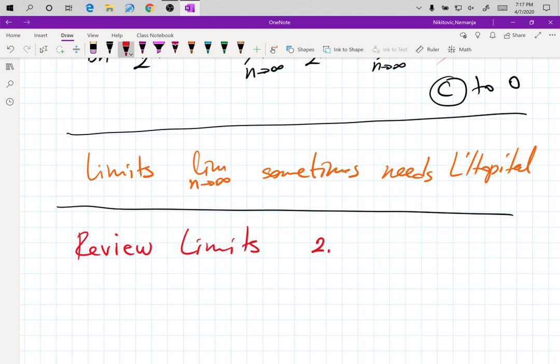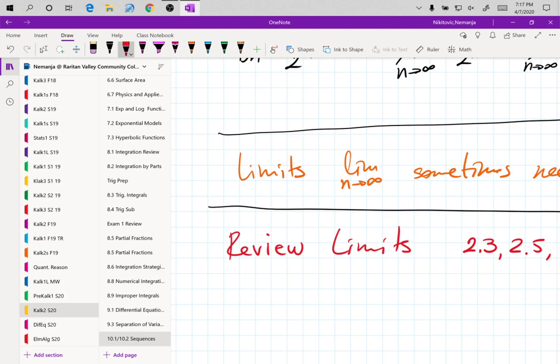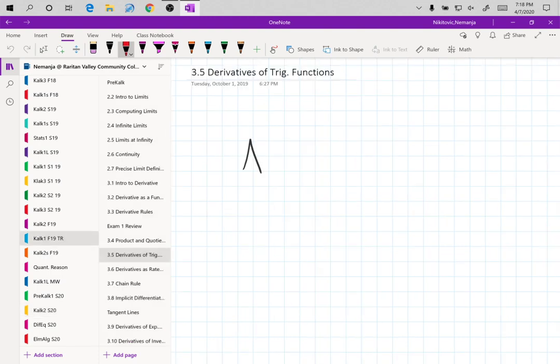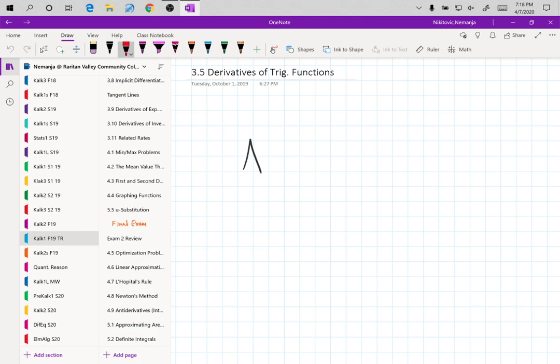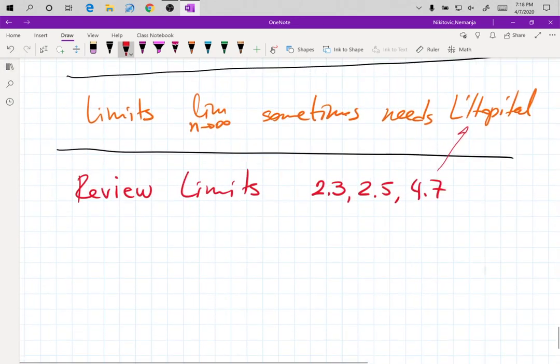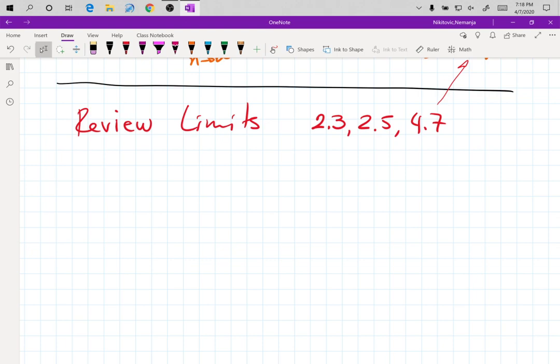review limits. You need 2.3, 2.5, and I believe it's 4.7 for L'Hopital. Not sure. Or maybe 4.8. It's one of those two. Actually, I can quickly check. 4.7, I was right. Good. Now, the way to practice this, obviously, you go to study plan and you enjoy study plan until you pass out. Because study plan can open any calculus, right? So study plan, you can access 4.7, I mean these 3 sections, and work on it.